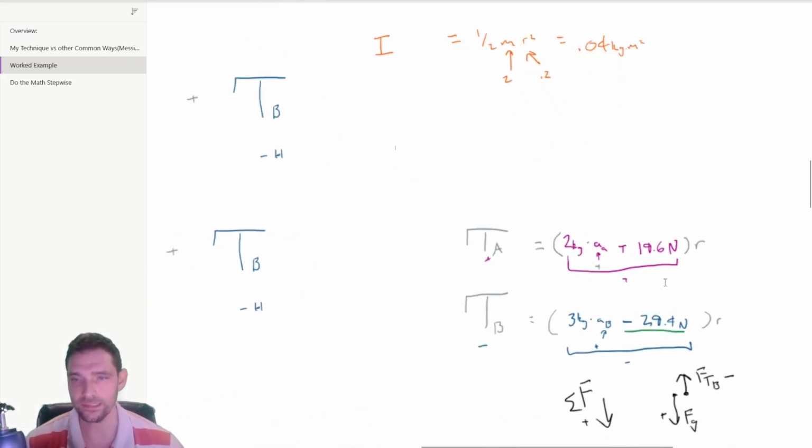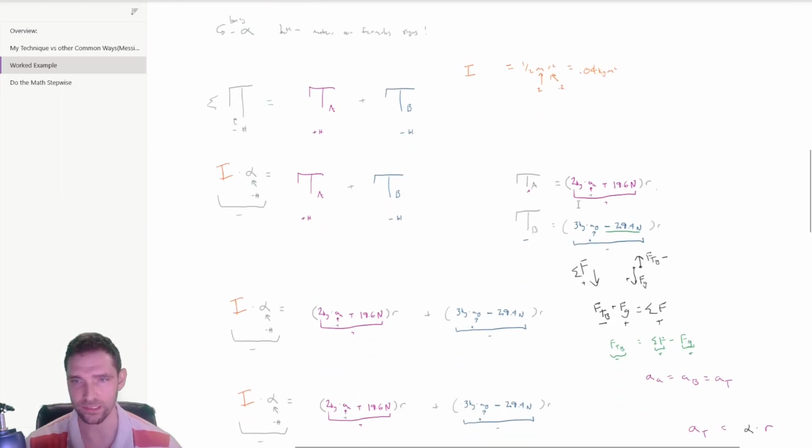So we have these expressions for what the torque of A and the torque of B were. So we were able to just multiply those by the radius to get, or sorry, the tension times the radius would give you the torque. So we've just plugged those in there.